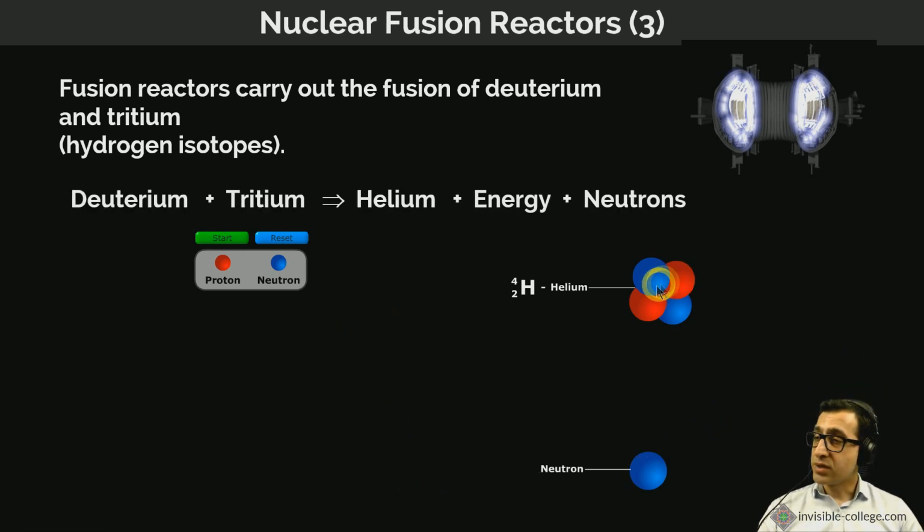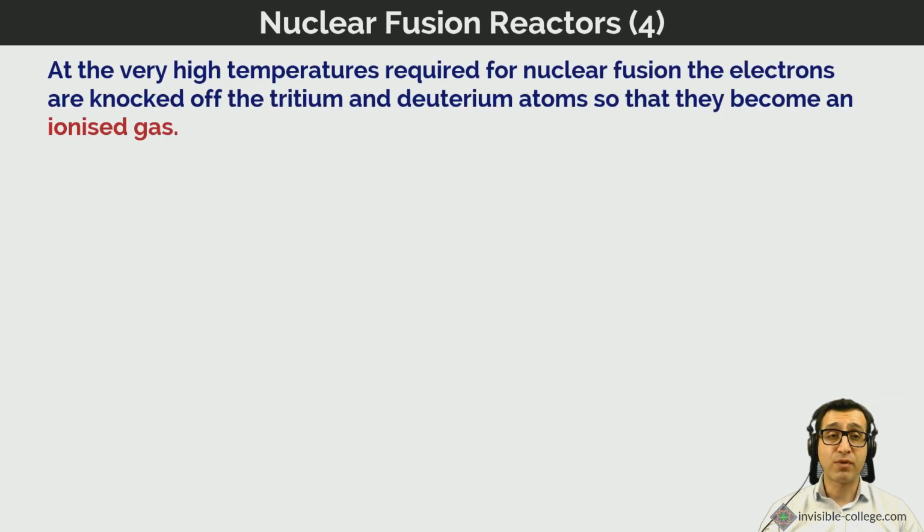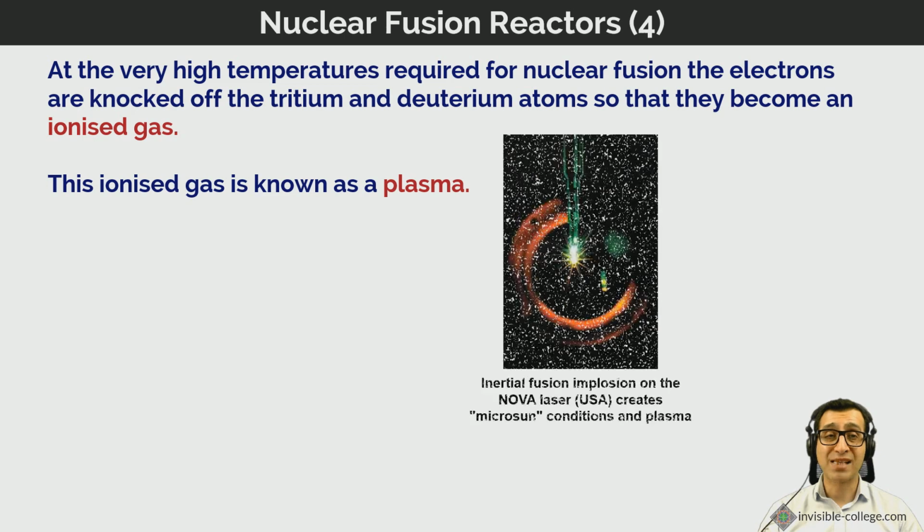So this is what the current so-called tokamak style of fusion reactors are attempting to achieve. It's the fusion of heavy hydrogen nuclei of these 2 isotopes of hydrogen to form a more stable helium nucleus with the emission of large quantities of energy. At the very high temperatures required for nuclear fusion, the electrons become knocked off the tritium and deuterium atoms, and so they become an ionized gas referred to as a plasma.